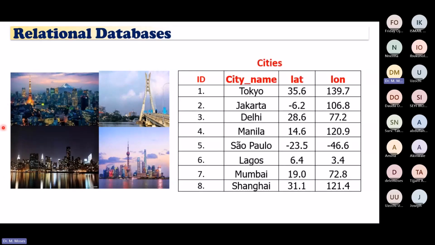Let's look at an example. We have a table here that stores the names and locations of major cities, simply storing the ID, the city name, the latitude and the longitude of each city. So the table here gives us an idea of how relational databases operate. Data is stored in the form of tables, and then different tables can be linked together.